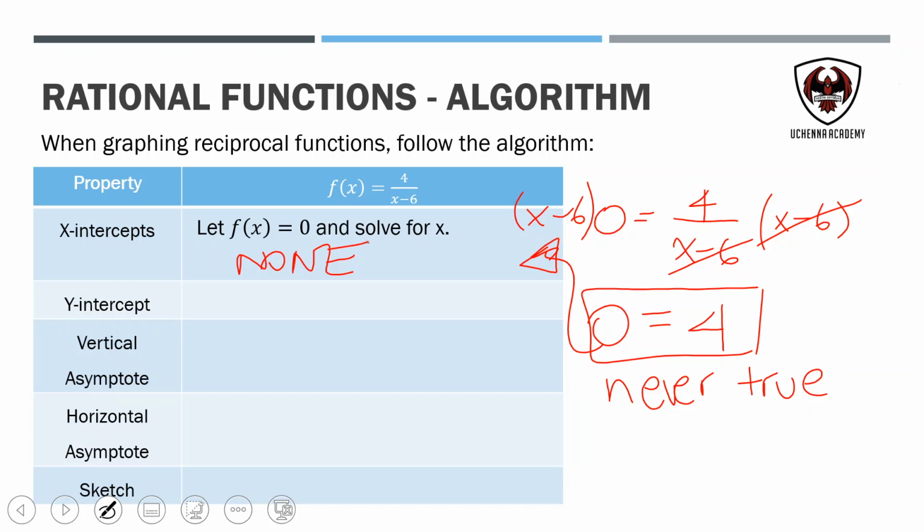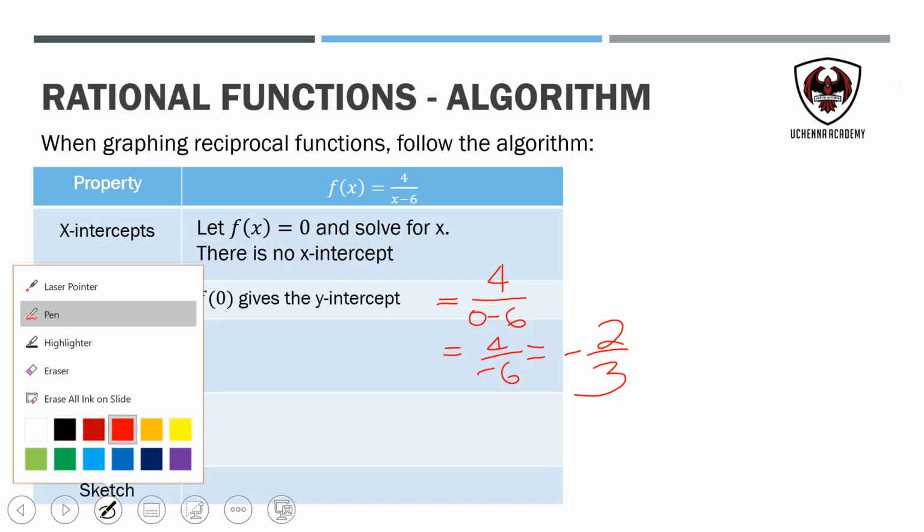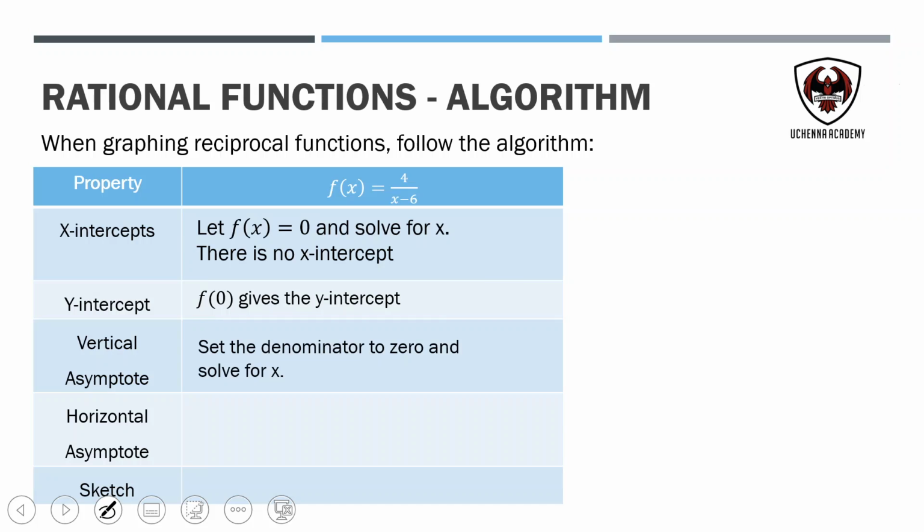The y-intercept in this case, again, you should know how to solve for it. The y-intercept, you solve it by setting x to 0. And in this case, when we set x to 0, we should end up with 4 over 0 take away 6. And that is really 4 over -6. And that really simplifies to -2 over 3. So that is our y-intercept. Y is equal to -2 over 3.